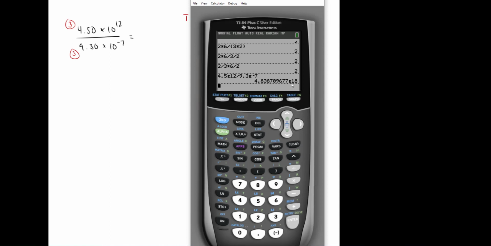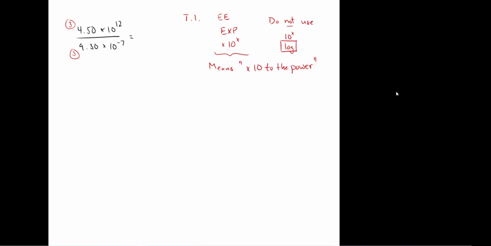And then look at the end of the number, E18. So that means times 10 to the 18. 4.84 times 10 to the 18. And that is my final answer.